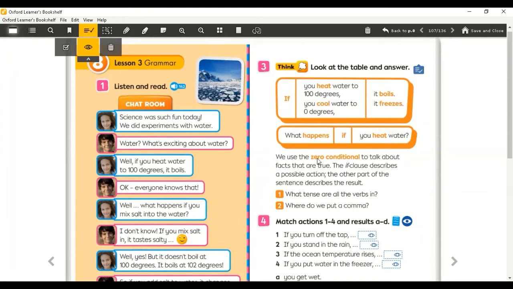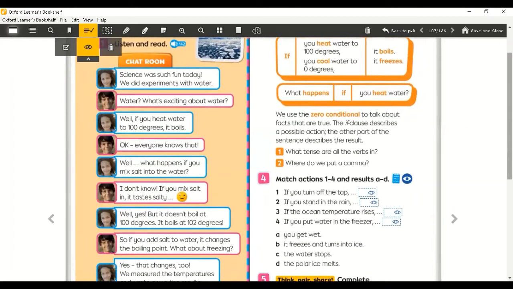So we use the zero conditional to talk about facts that are true. The if clause describes a possible action. The other part of the sentence describes the result. Now look at the questions. What tense are all the verbs in? Is it past? Yes, great. Simple present. And number 2, where do you put a comma?